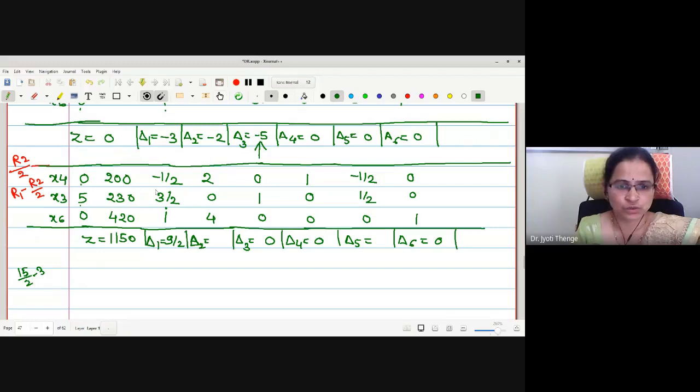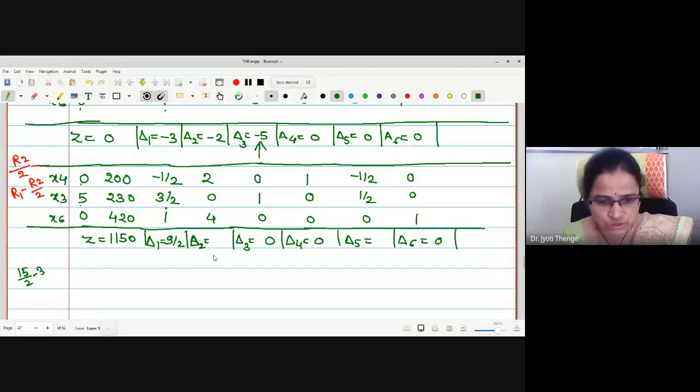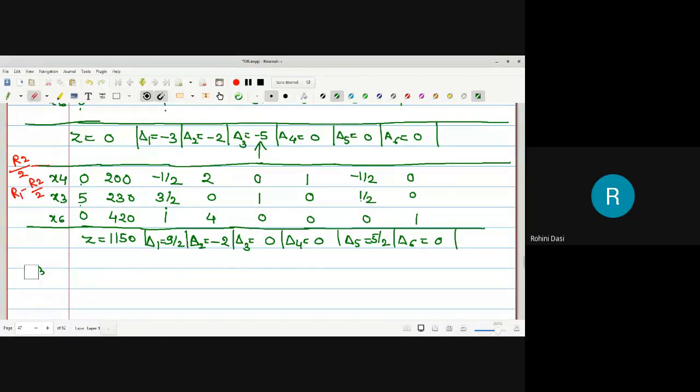Now delta 2 is CB x2 minus C2. 0, 2, 0, 5, 0, 0, 0, 4, 0 minus C2. What is the C2 value? 2. So this is minus 2. We will calculate delta 5 also. What is delta 5? CB into x5 minus C5. 0 into minus half is 0, 5 into half is 5 by 2, plus 0 into 0. So this value is 5 by 2. Correct? I hope these steps are clear to everyone. Good.